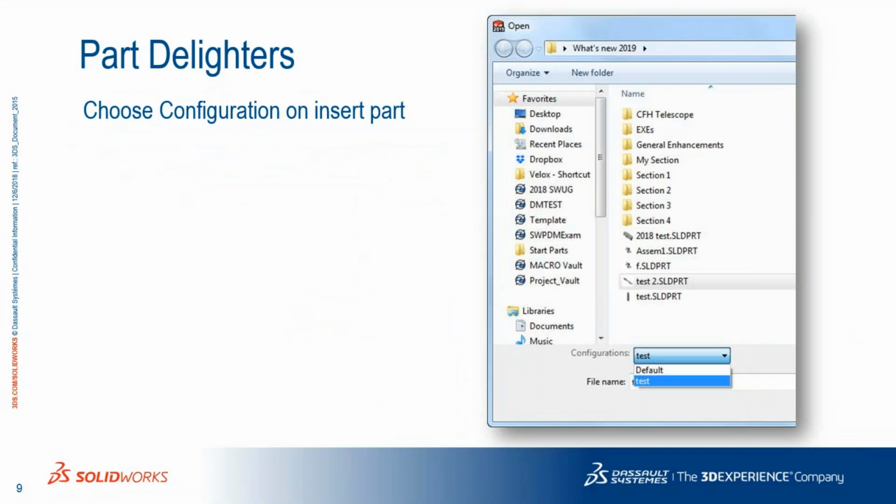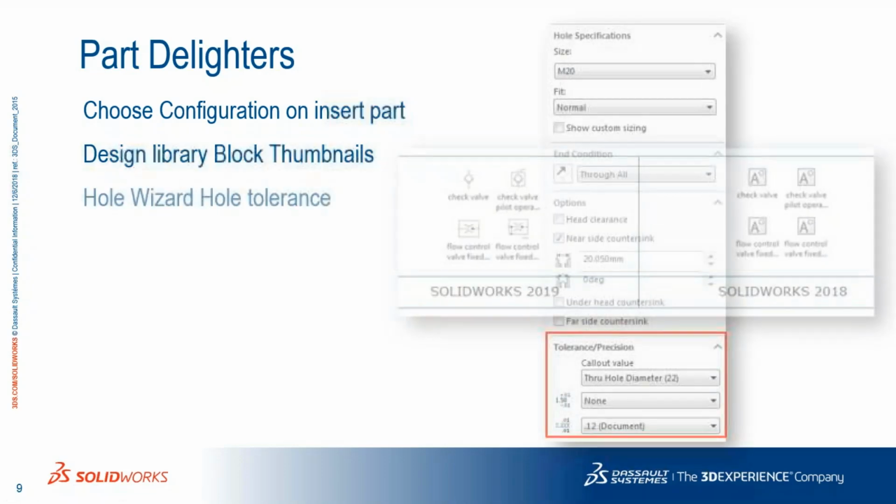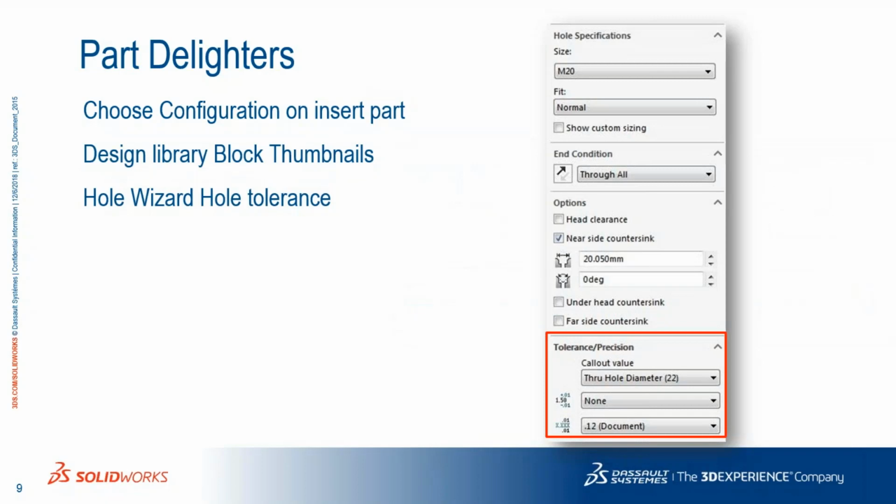Got some additional part highlights to mention. One is that you can choose the configuration on insert part, which you couldn't do in previous years. So if you have a part that you need to insert, there's a little drop down for your configurations there. You also have your design library block thumbnails. Previously in 2018 and prior, that was just one image there. Now you can have that be updated to something that you prefer. There's also the Hole Wizard hole tolerance. So within the Hole Wizard tool, you can specify the tolerance now that's associated with it.